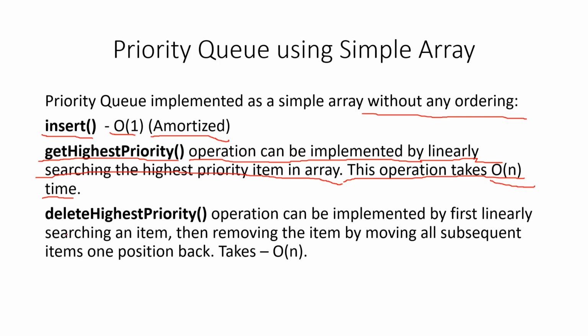And third one is delete highest priority. Delete highest priority means that you delete the element with the highest priority, and because we use just a simple array without any ordering, you need to first find the element with the highest priority, then you need to remove that, and when you remove one element, you need to move all the elements after that element to the left. That's why the time complexity of delete highest priority is O of n.